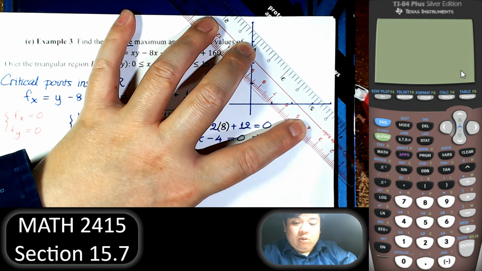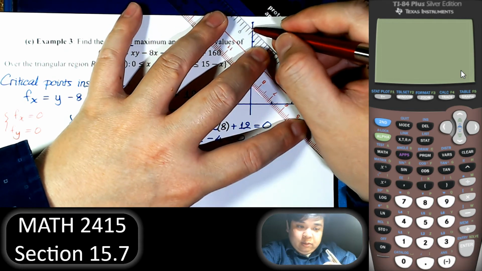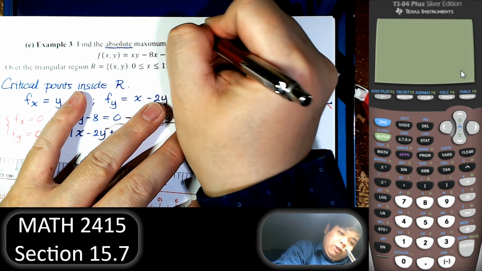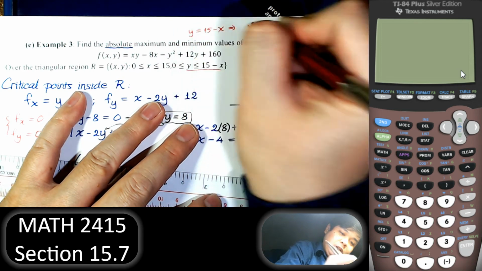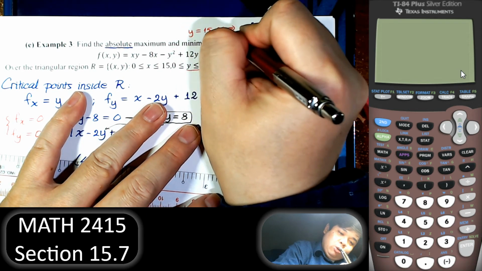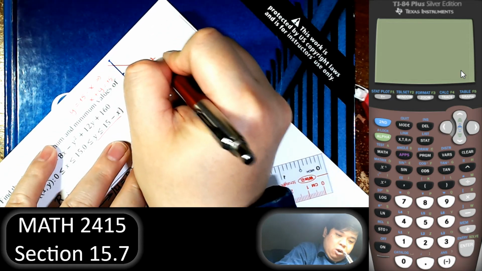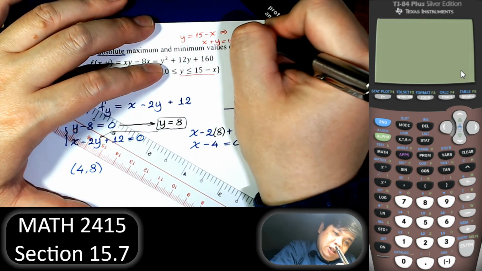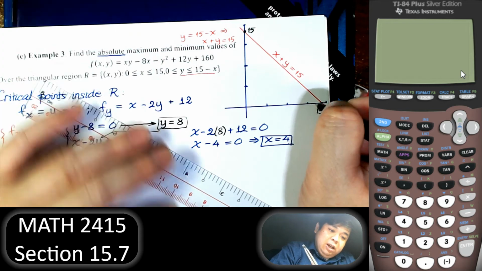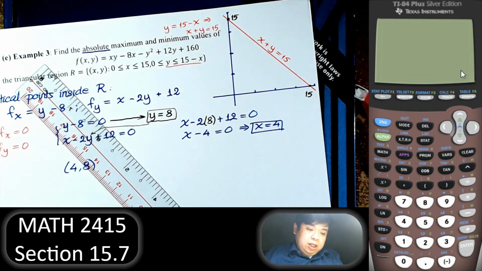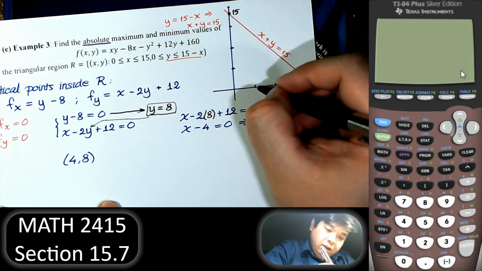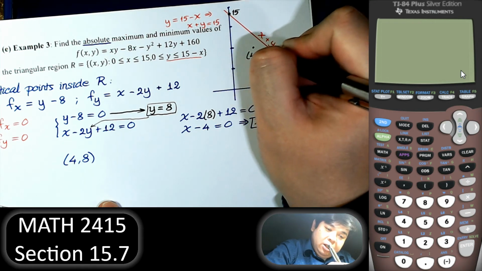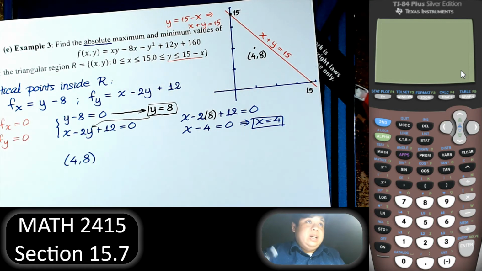So actually 15 minus x would be a line that looks like this. y equal to 15 minus x, equivalent to x plus y equal to 15. So we have 15 here and 15 here, and x and y are going to be positive. The point (4, 8), with x equal to 4, is within the triangle. So the region R actually is the triangle here.